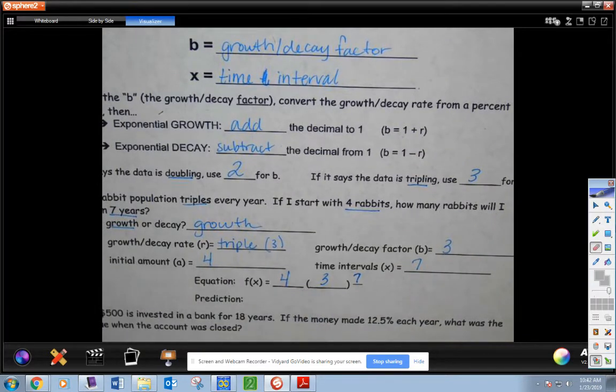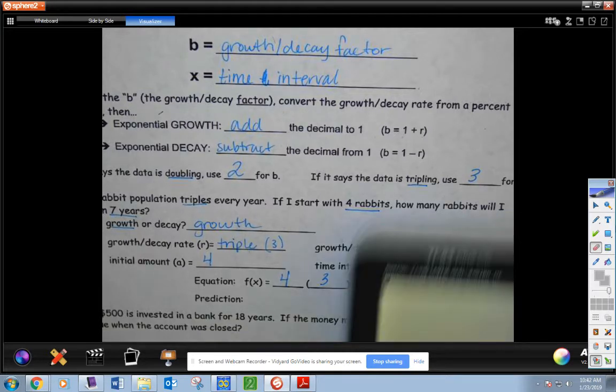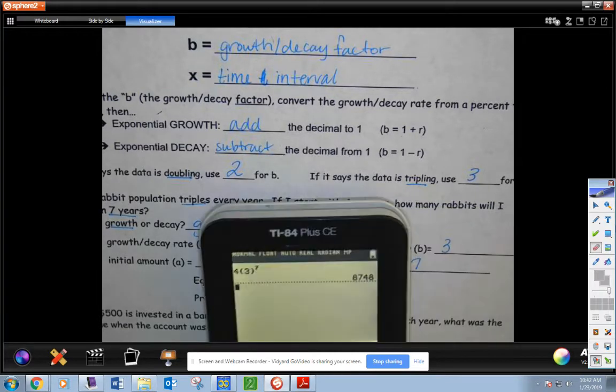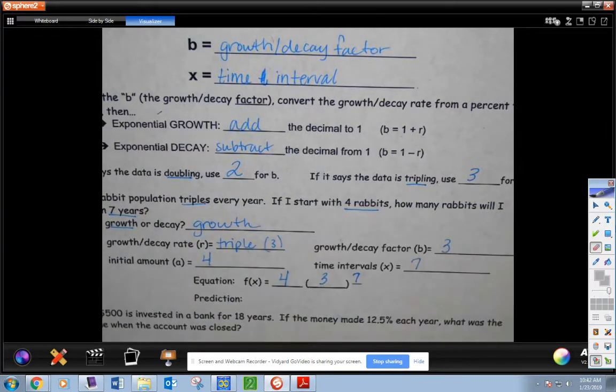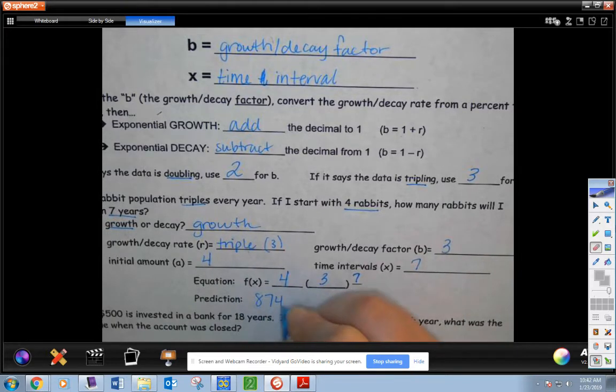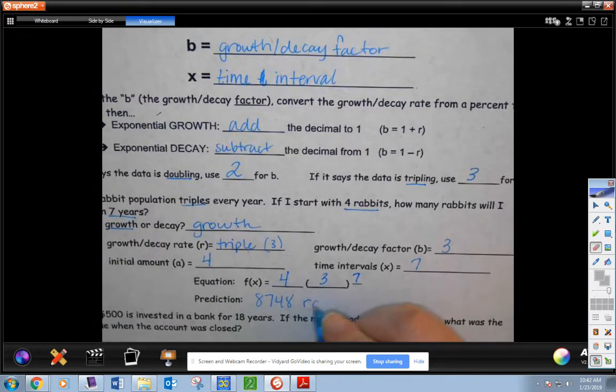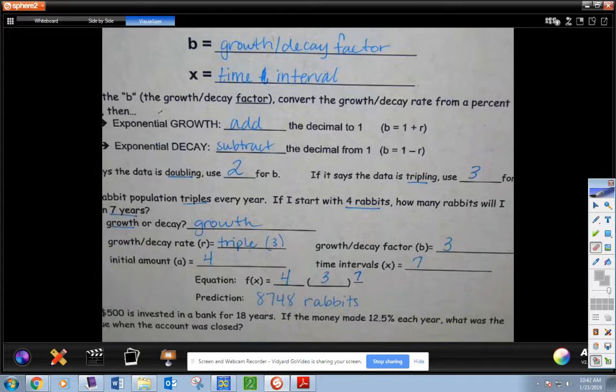Once you have that, they want you to predict what you think it's going to be. So you're just going to type in that equation, 4 parentheses, 3 closed to the 7th. And you're going to get 8,748. You have to think about what we are talking about. We are talking about population for rabbits, so 8,748 rabbits. You got to always label real world problems.